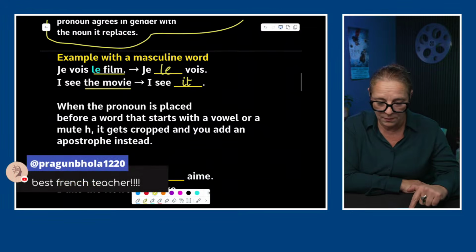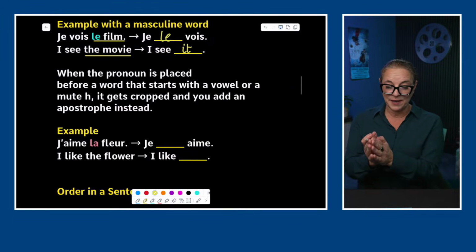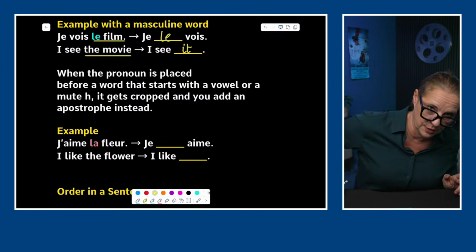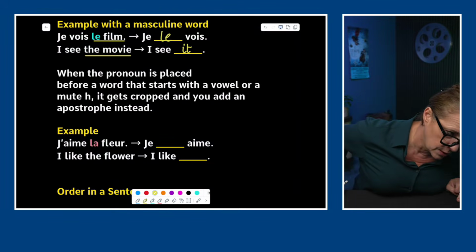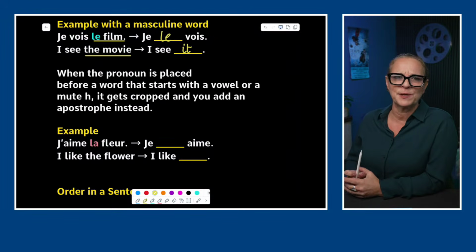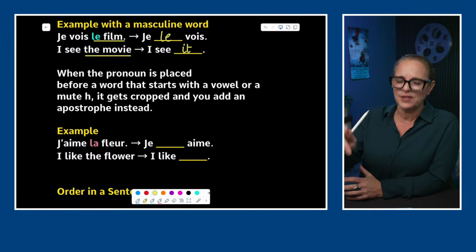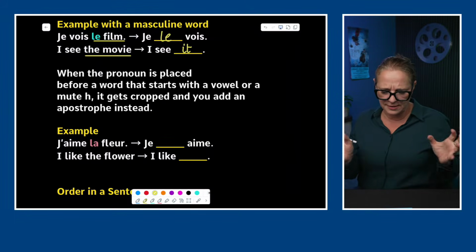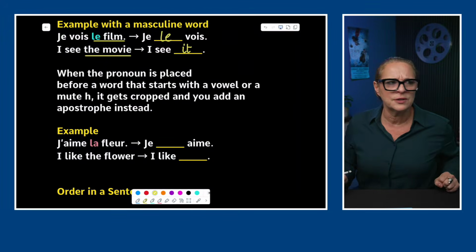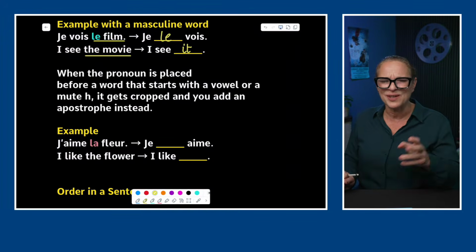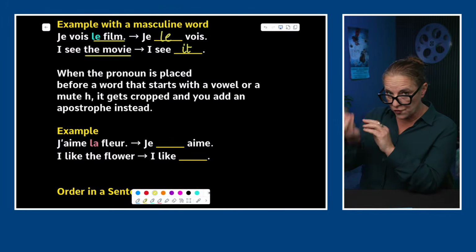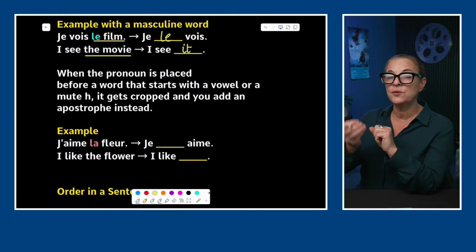Right. Now, when the pronoun is placed before a word that starts with a vowel or a mute H, okay, I've done a whole lesson on mute H and H aspiré et H muet. So please have a look at this lesson before I go on into more details about that. Right. So what you need is you drop that letter of the pronoun and you put an apostrophe.